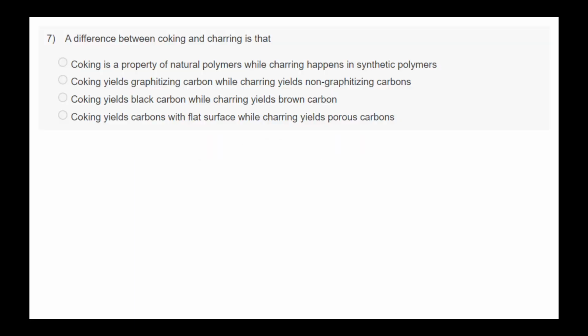Okay, then let's discuss this question. A difference between coking and carrying is that coking is a property of natural polymers while carrying happens in synthetic polymers. Coking yields graphitizing carbon while carrying yields non-graphitizing carbons. Coking yields black carbon while carrying yields brown carbon. Coking yields carbon with flat surface while carrying yields porous carbon. So do you know what coking and carrying are and what they actually yield?